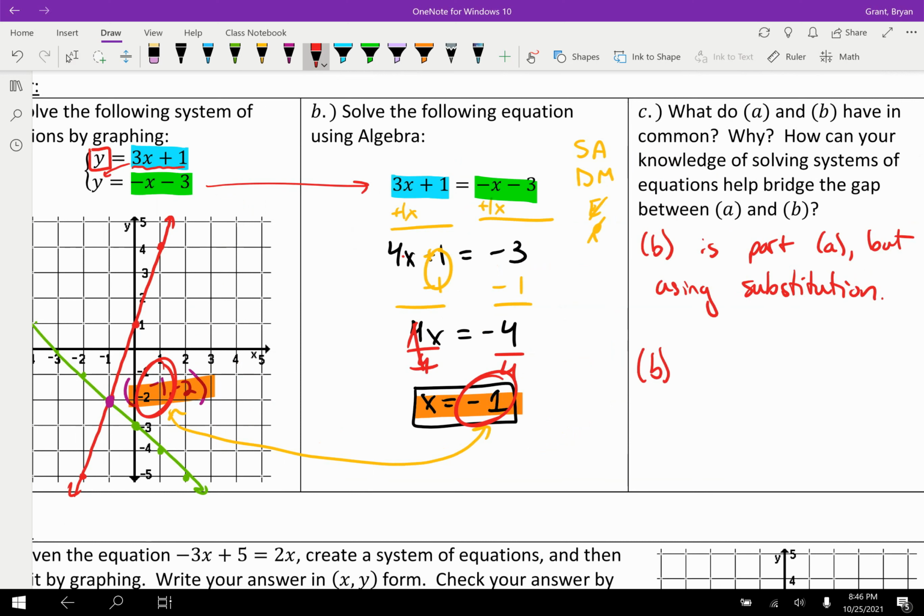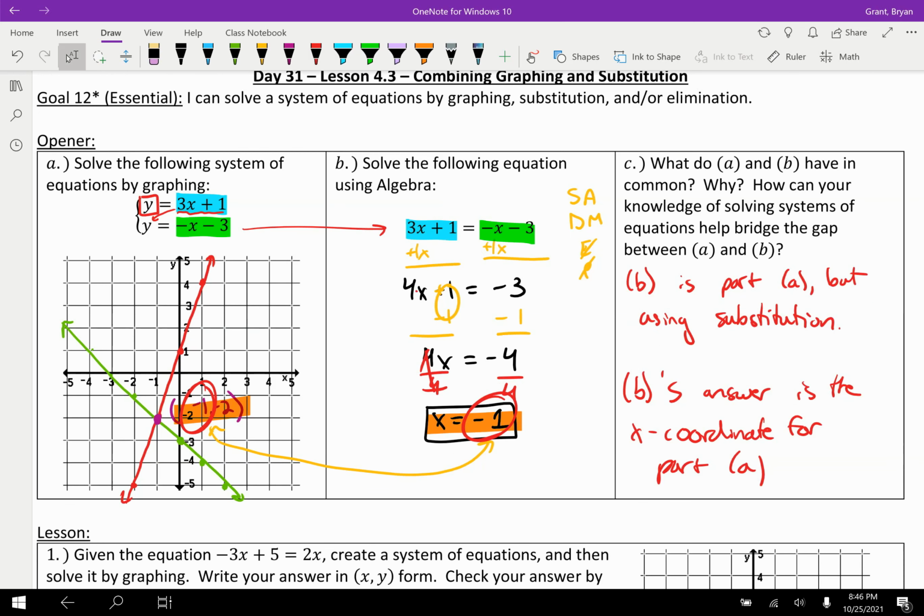So part B's answer is the x coordinate for part A. And so that brings us to the point of today's lesson. We're actually not learning anything new today. We're really just combining 4.1, which is solving by graphing, and 4.2, which was solving a system by substitution.